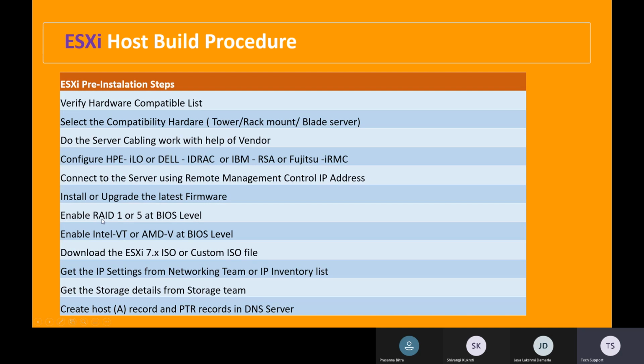Okay, and the next point is enable RAID. RAID means redundant array of inexpensive disks. We have multiple RAID levels: RAID 0, RAID 1, 2, 3, 4, 5. Usually the most popular RAID levels are RAID 1 or RAID 5. This also we need to enable at the BIOS level. Why do I need to configure the RAID?